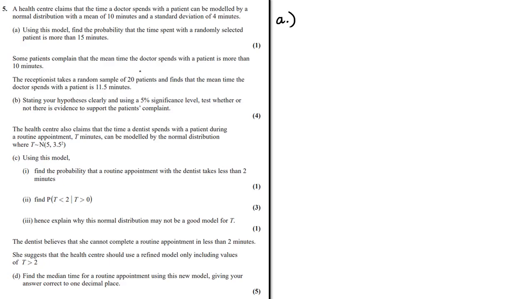So let's quickly read what we're asked to do for part A. We're told a health centre claims that the time a doctor spends with a patient can be modelled by a normal distribution with a mean of 10 minutes and a standard deviation of 4 minutes. So we can define the distribution. I'm going to use x as my variable. It doesn't really matter, but x is pretty standard. This follows a normal distribution with mean 10 minutes and a standard deviation of 4, so that would be 4 squared for the variance. If we're looking for the probability that the time spent with a randomly selected patient is more than 15 minutes, we're looking for the probability that x is greater than 15.